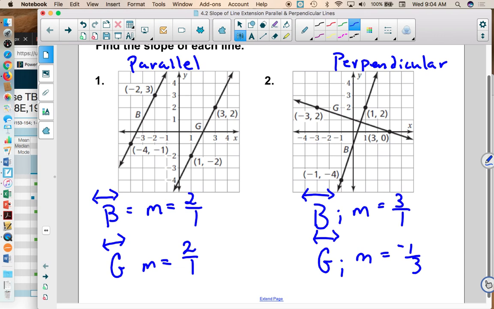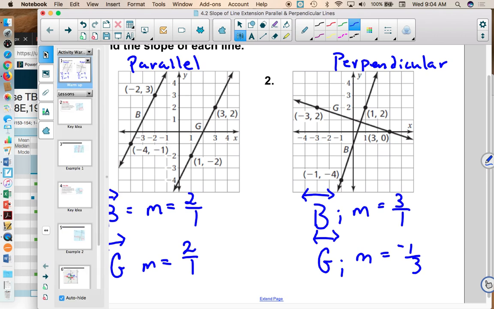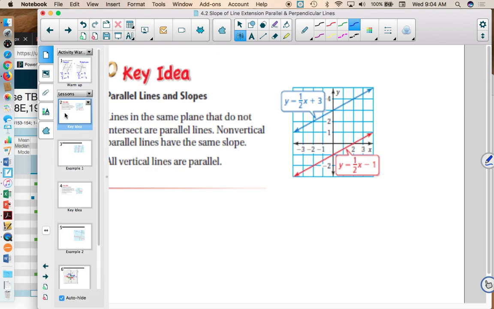Okay? So like B is 3/1. Well, the reciprocal for 3/1 is 1/3. But then you have to make sure you apply the opposite of that. Okay? And that will always hold true. Had to write something, guys. Okay? These are the key ideas we're working with right now.